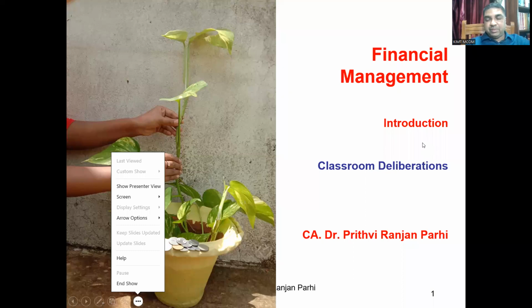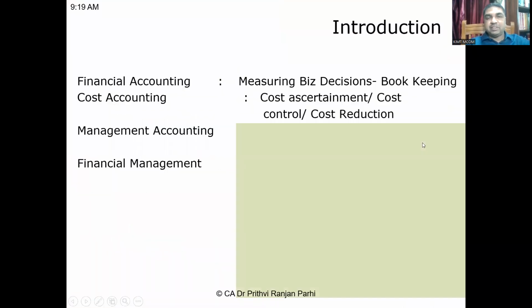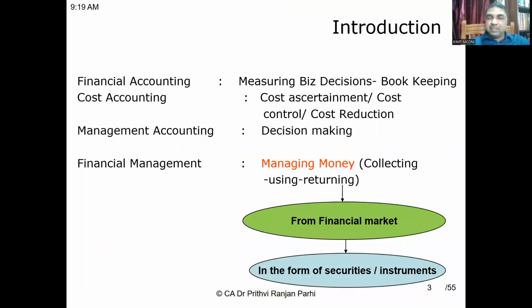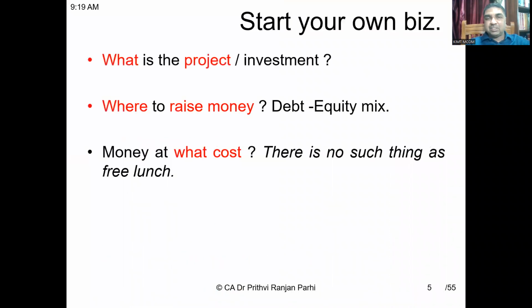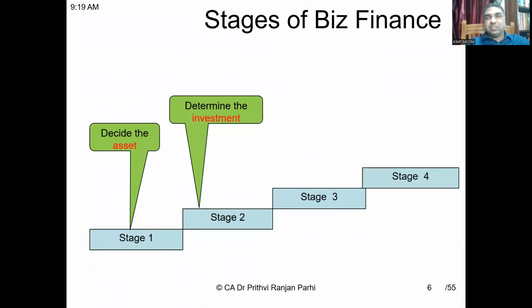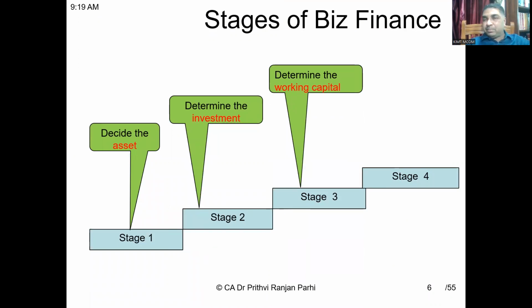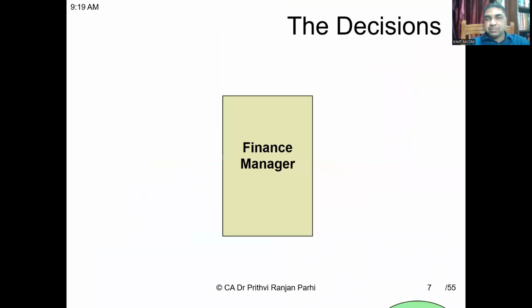So friends, what we have discussed, we have understood what is financial management. It is about managing money. That means you have to deal with collection, use, and return of money. This is the concept we have discussed. We have also seen different stages of business finance: how one decides an asset, how one determines the investment required, and how to decide the working capital requirement. Then the decision about the source of this finance. These are the various stages of business finance, which we have already understood.